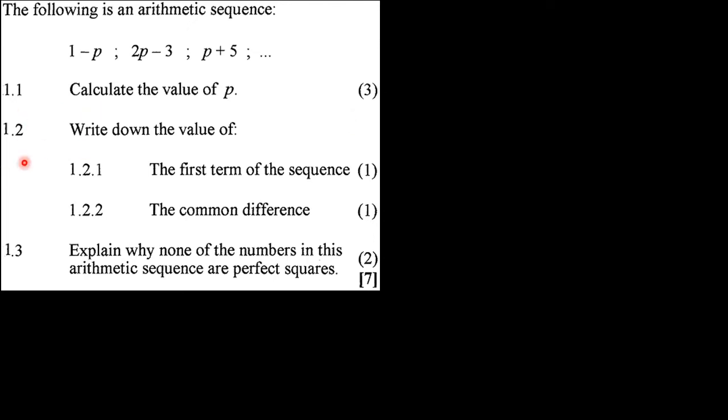Now the second question says write down the value of... I also indicated that the most important parameters that you can deal with in either an arithmetic sequence or a geometric sequence are the first term and the common difference. That is why there is a question that says determine the first term and the common difference. And then lastly, you are expected to explain why none of the numbers in this arithmetic sequence are perfect squares. And that is 7 marks.